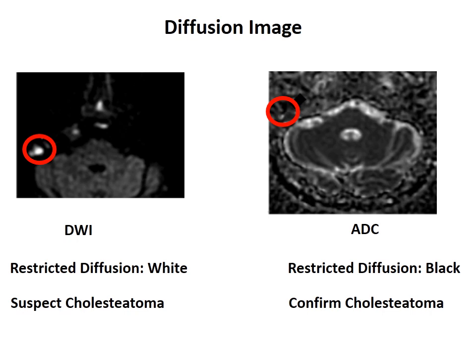But if the white area in the diffusion weighted image remains white in the ADC map, this is what we call the T2 shine through, and we don't have to go into the detail of this finding.